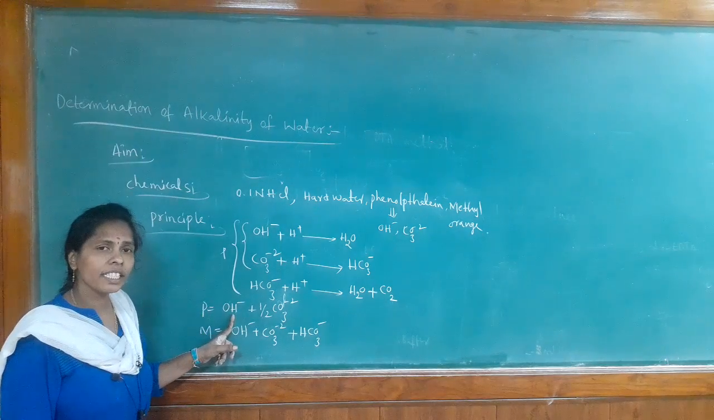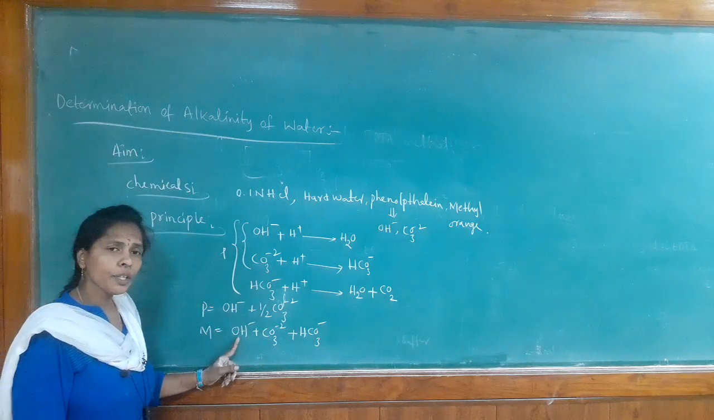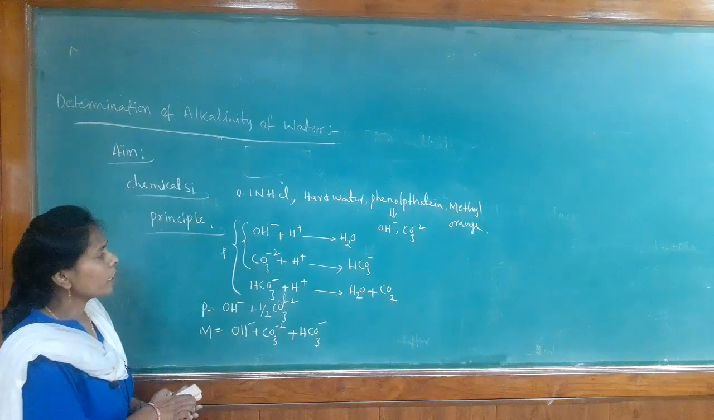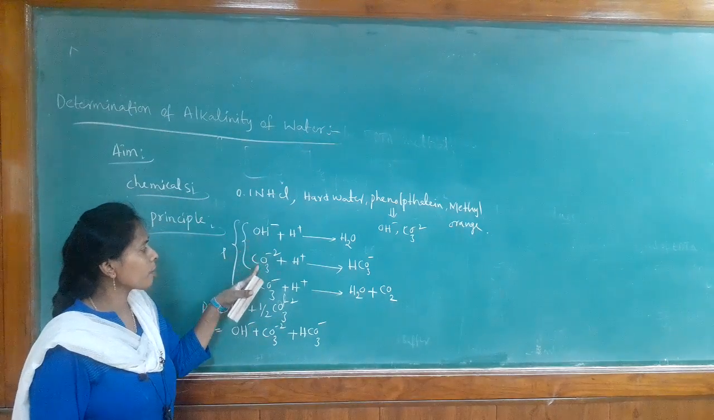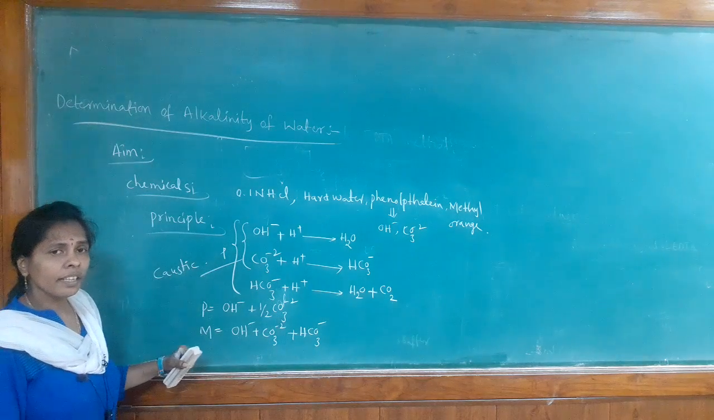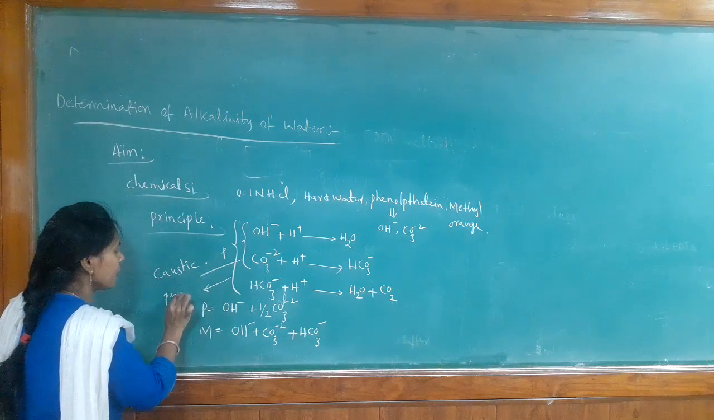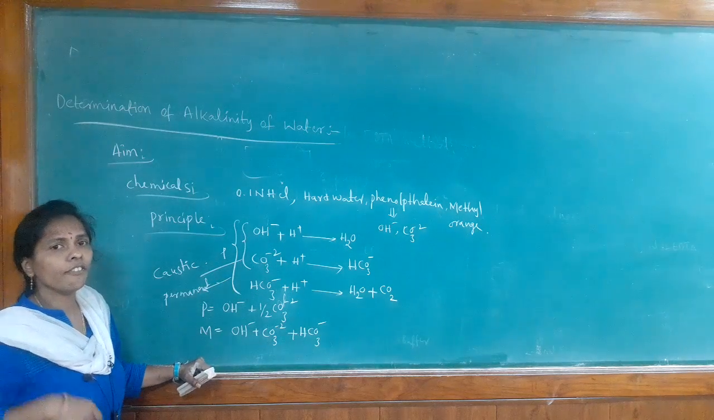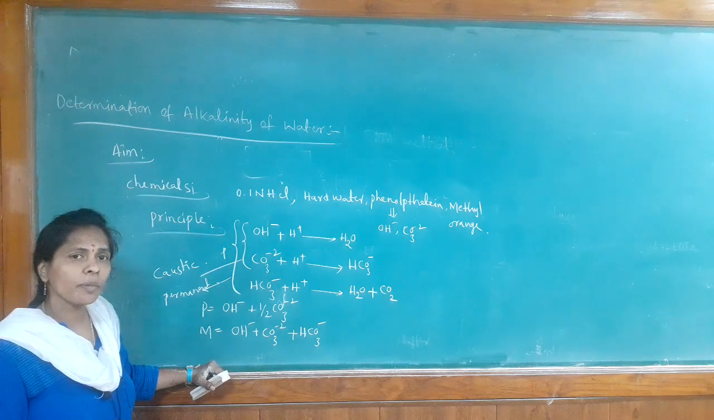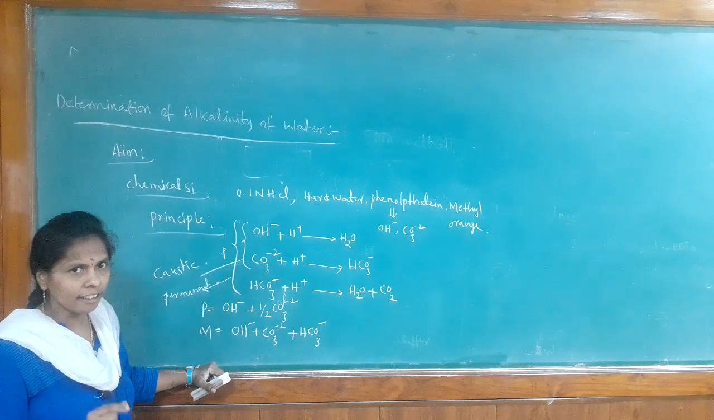Phenolphthalein is indicating complete neutralization of OH minus and half neutralization of carbonate. Whereas the methyl orange end point is indicating complete neutralization of OH minus, carbonate and bicarbonate. If the water sample contains only OH minus and carbonate, that alkalinity is called caustic alkalinity. But when the alkalinity is due to the presence of all 3 ions, that is called permanent alkalinity. That means we have 2 types of alkalinity, caustic alkalinity and permanent alkalinity. Caustic alkalinity is due to OH minus and carbonate, but permanent alkalinity is due to OH minus, carbonate and bicarbonate in the given water sample.